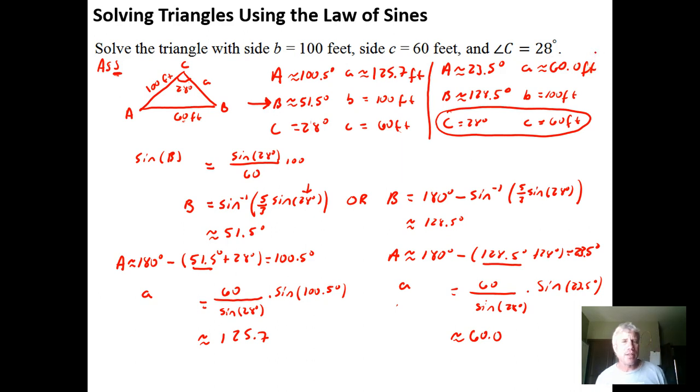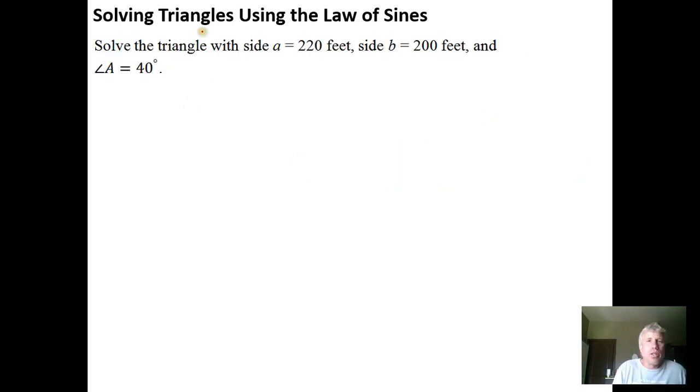So we're going to do one more example of angle side side, but one where there's a unique solution. So here I have side length A equals 220, side length B equals 200, and angle A equals 40. So again, I'm going to start by just drawing the picture and using the picture as a tool for helping me to think about the situation. So angle A is 40 degrees. Side A is 220 feet. So I know little a is 220 feet.